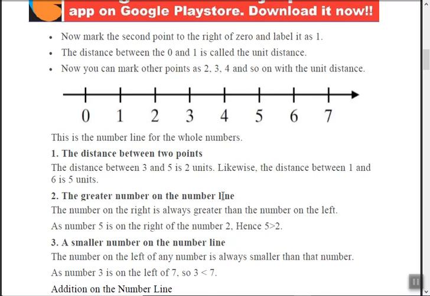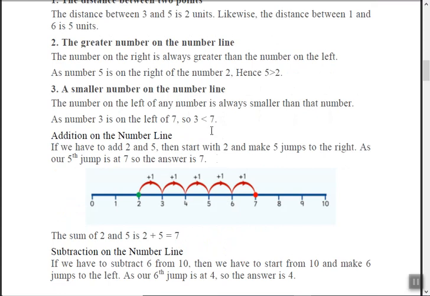The greater number on the number line will always be on the right side and the smaller number will be on the left side. So remember, it comes in exams also. The smaller number will always be on the left side of the number line, right? The greater number will always be on the right side of the number line. These theories come in the exam also.